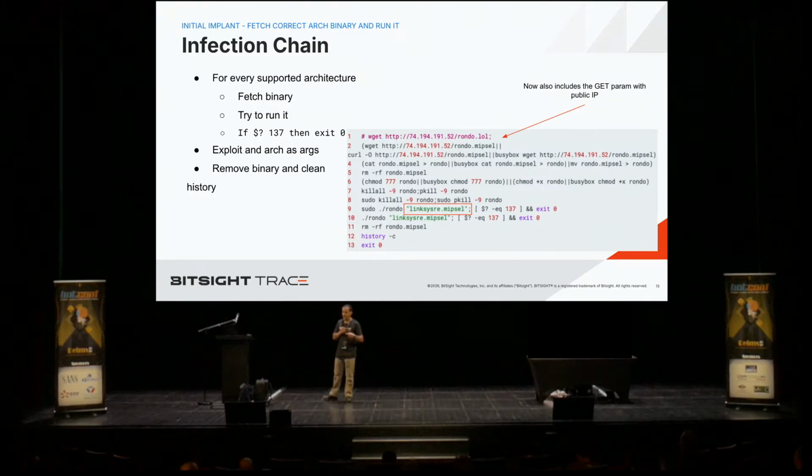One interesting thing here is when they run the binary, you can see, as it's highlighted, that they pass the argument, which is the name they have for the vulnerability. In this case, it's linkcsre, and then a dot and the architecture that they're targeting. In the end, they remove it, clear history, and exit the shell.